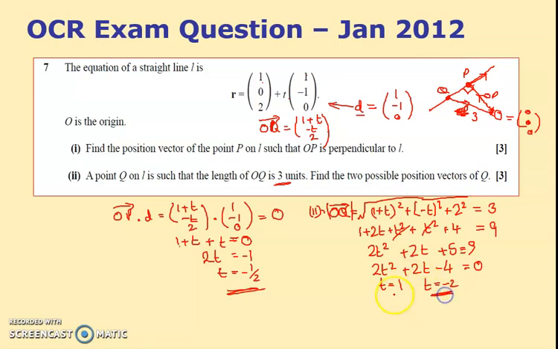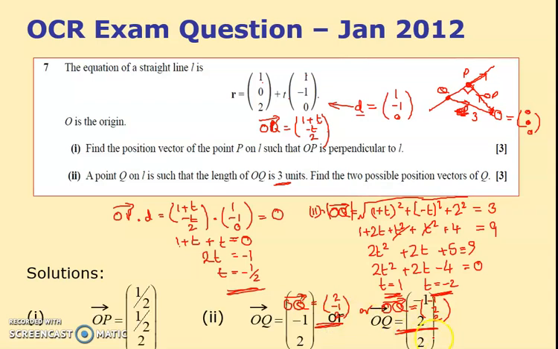Now, again, once you know your t values, we can now find our position vector. So we can put those values of t back into our OQ. So OQ equals, when t is 1, it's 1 plus 1, that's 2, minus 1 and 2, that's 1. Or OQ equals, put minus 2 in, that's minus 1, 2, 2. That's what I think the answer is anyway.